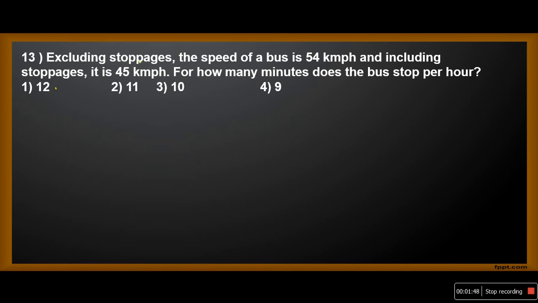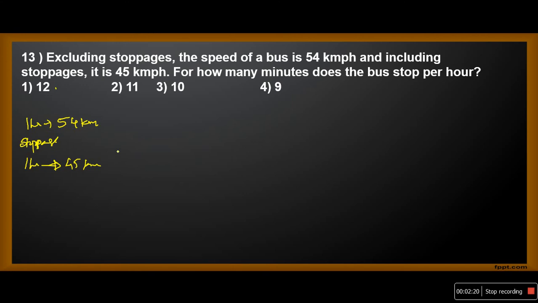Now, excluding stoppages, the speed of a bus is 54 km per hour and including stoppages, it is 45 km per hour. For how many minutes does the bus stop per hour? Simple logic. If there are no stoppages, the bus will cover 54 kilometers in 1 hour. If there are stoppages, it is covering how much distance? 45 kilometers in 1 hour.